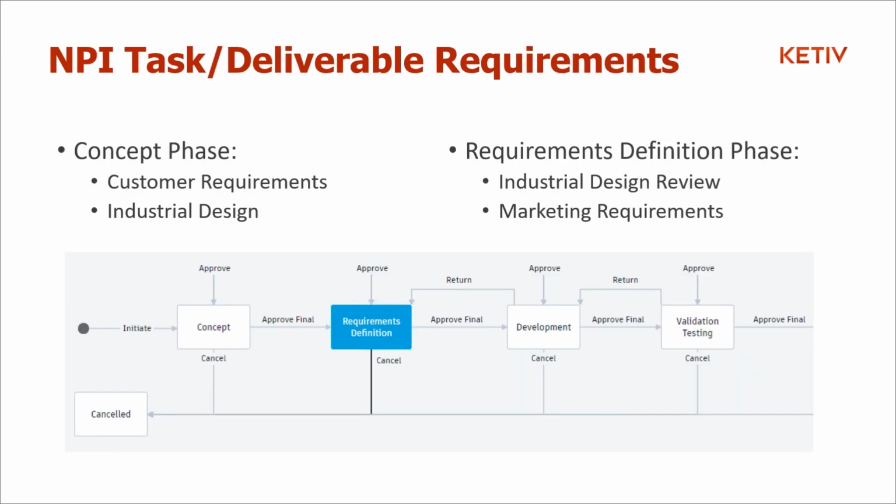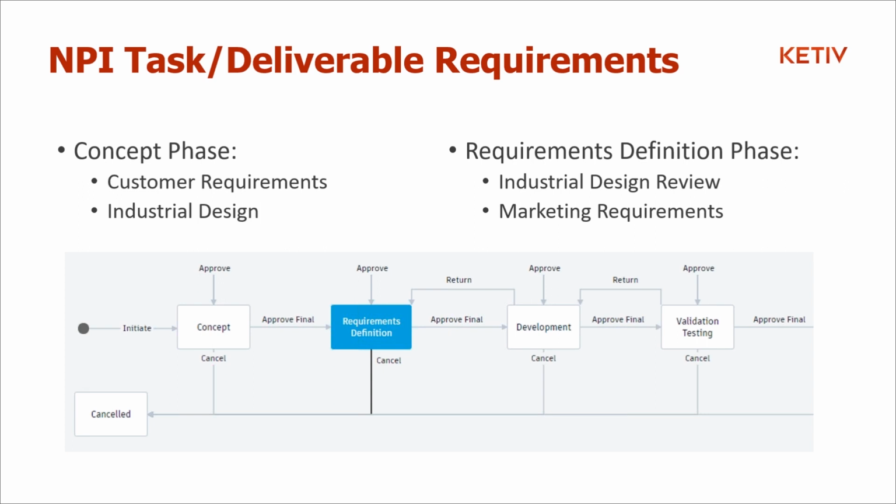Now, to help understand the tasks and the deliverables, imagine as we're going through these different process stage gates, when we're in the concept phase, for example, we're probably going to have to gather some type of customer requirements and maybe some type of industrial design. We want to think, what might our solution to these problems look like?